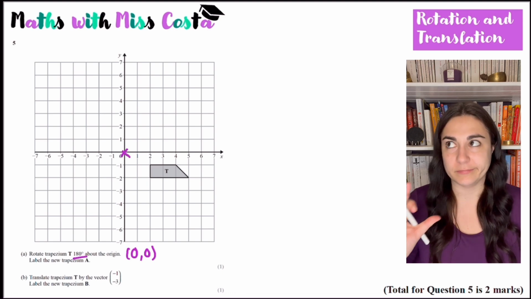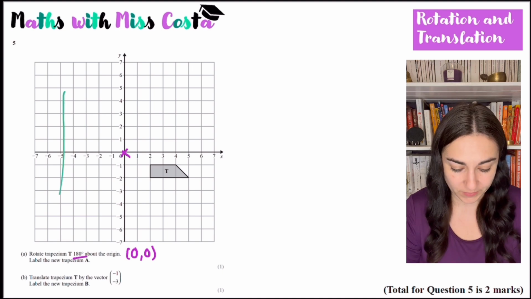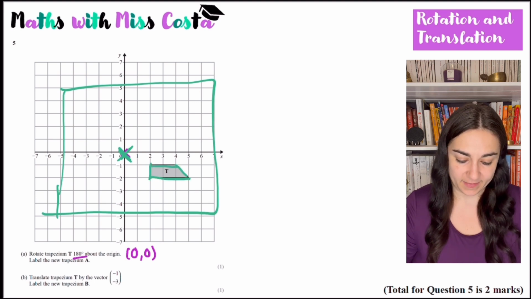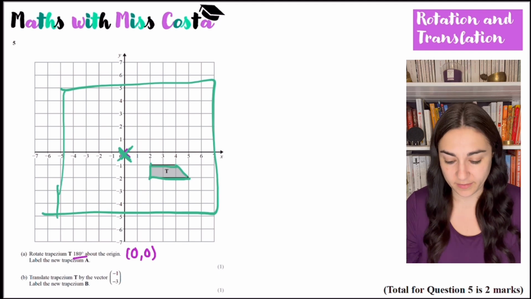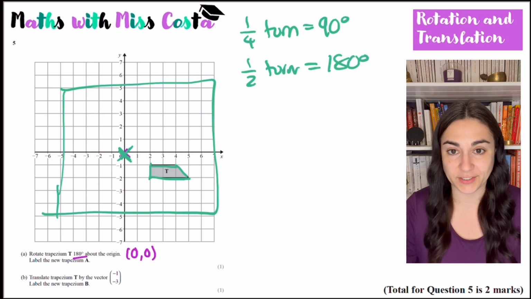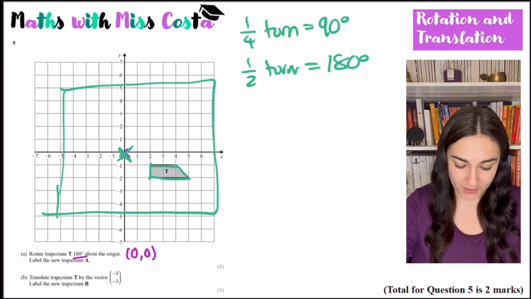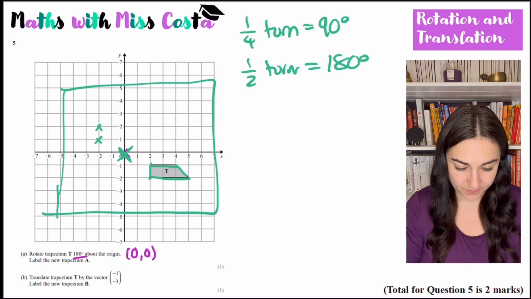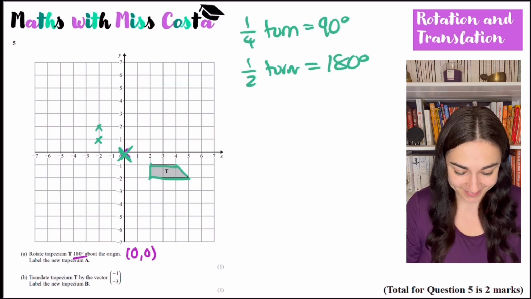Now, I don't have a virtual tracing paper that I can show you, but what you do is you take your tracing paper, you put your pencil on the origin, you draw a rough sketch outline of this, and then you turn the page a quarter turn. So a quarter turn is 90 degrees and a half turn is going to be 180 degrees, just like the degrees in the circle. So if you did that, you would then end up with the coordinates over here and your trapezium, I'm just going to get rid of the fake tracing paper, would look like this.